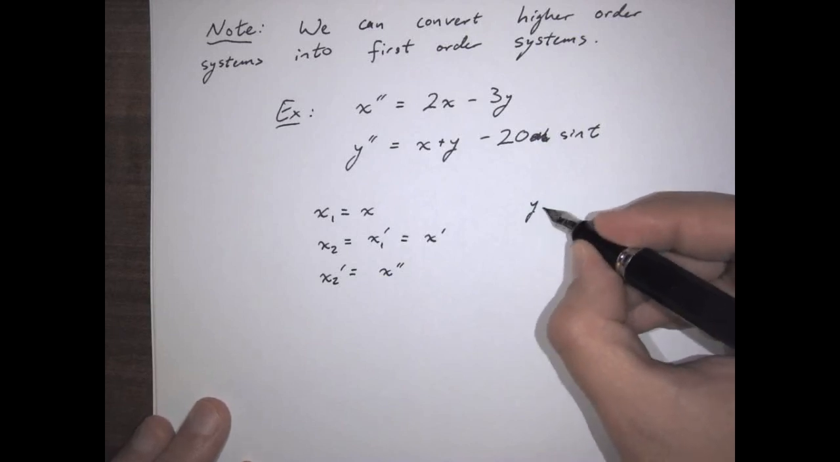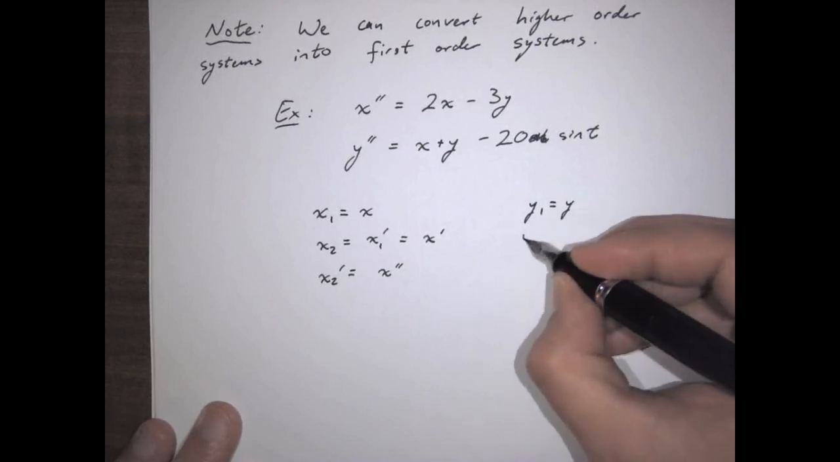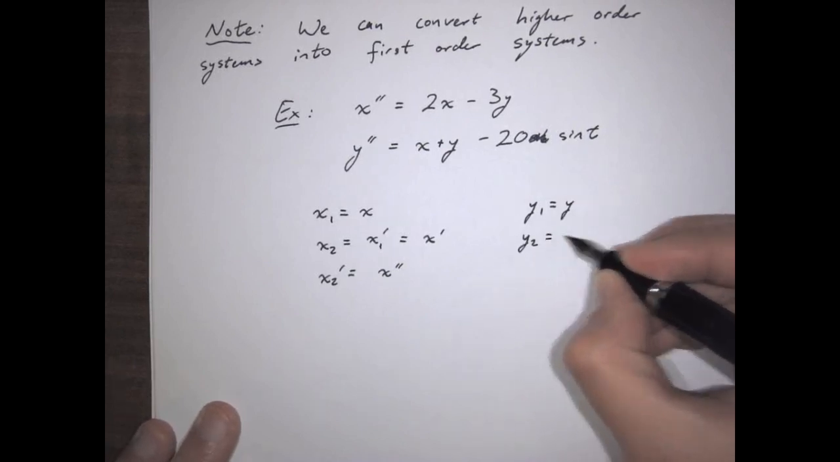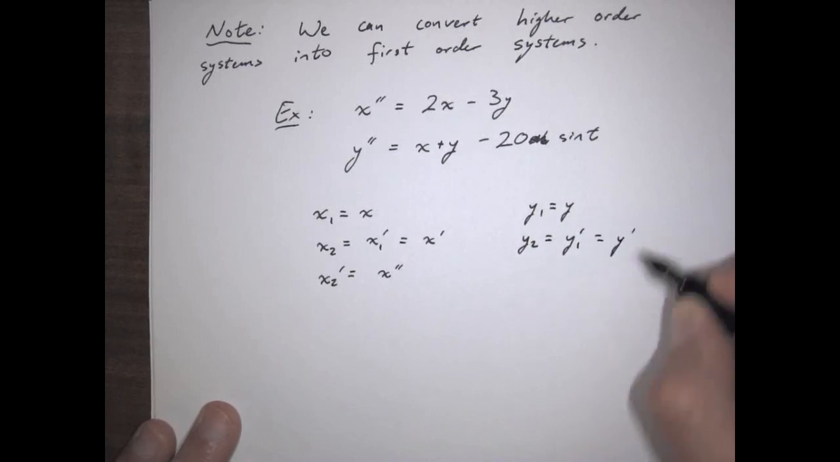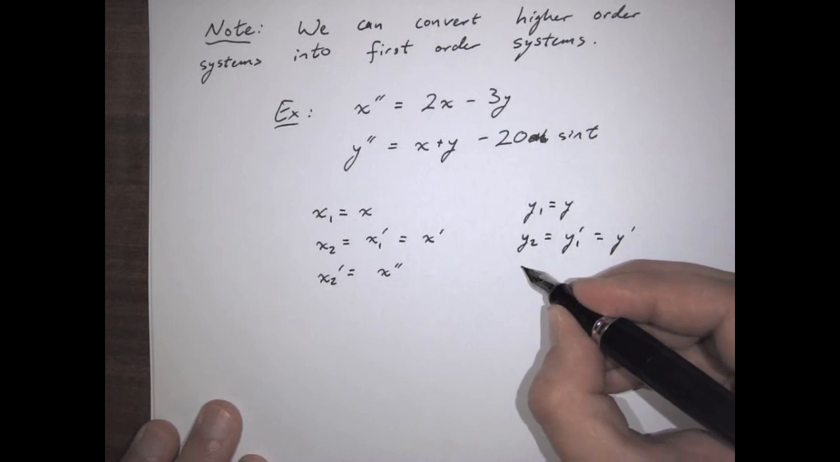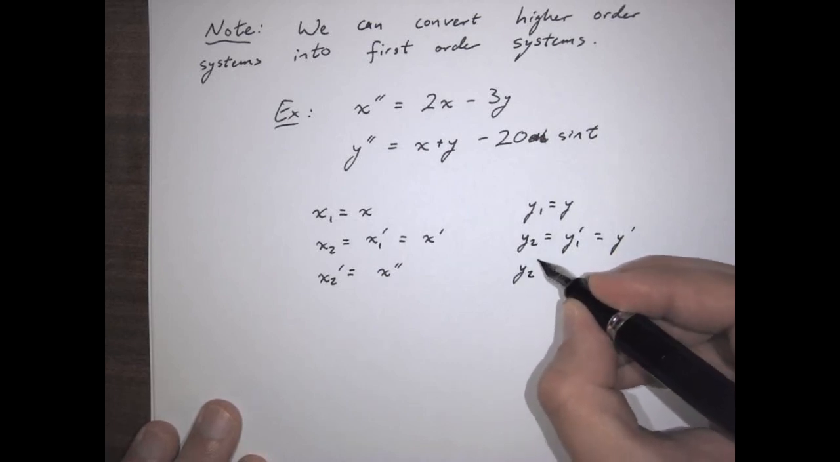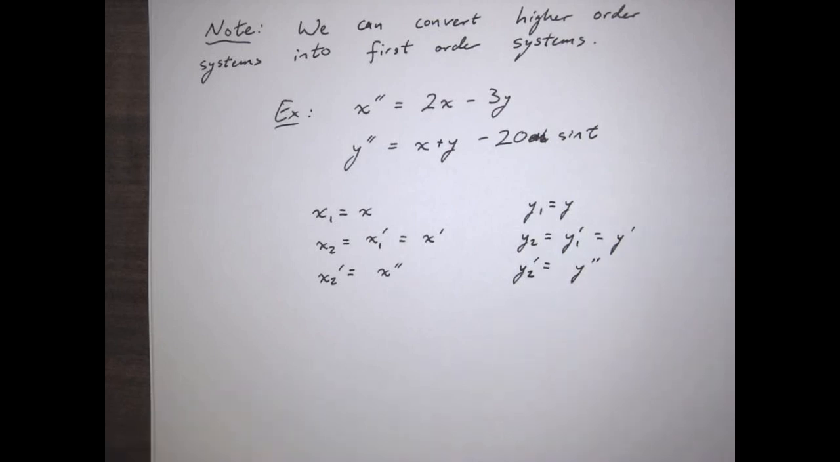As for y, we'll go through the same business. y1 will be just the original y. y2 will be the derivative of y1, which is the same as just the derivative of the original y. And then we can say that y2 prime is the same as actually just the second derivative of y.